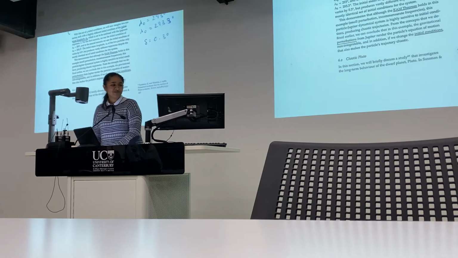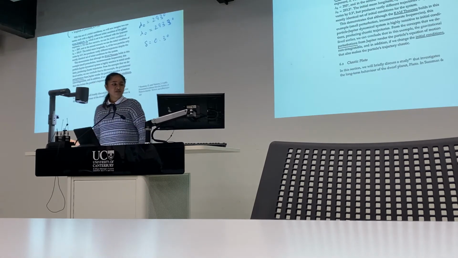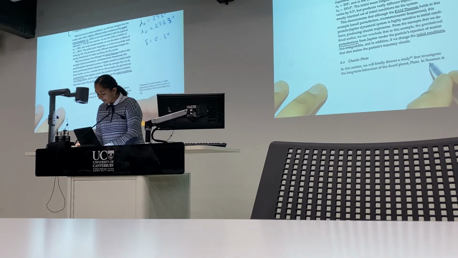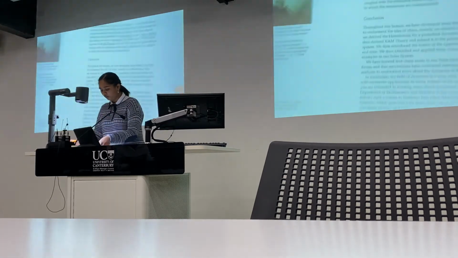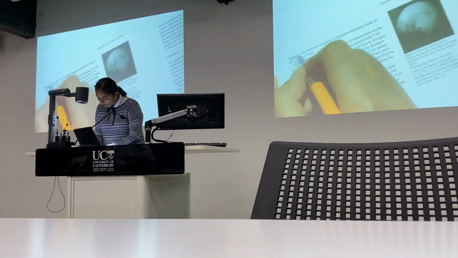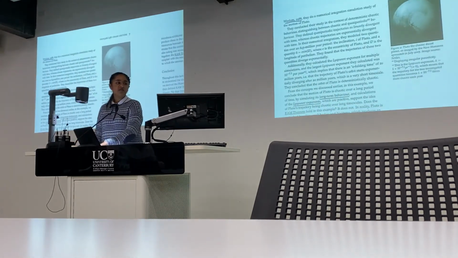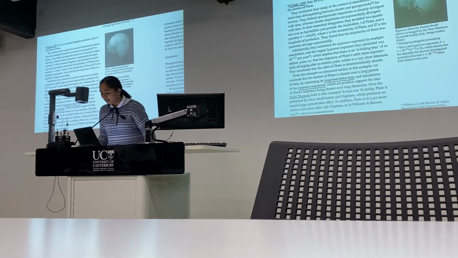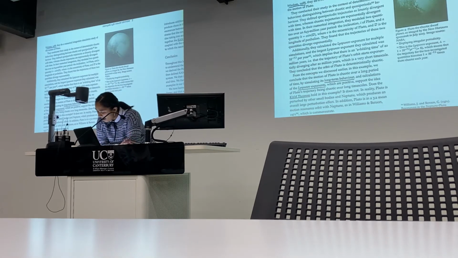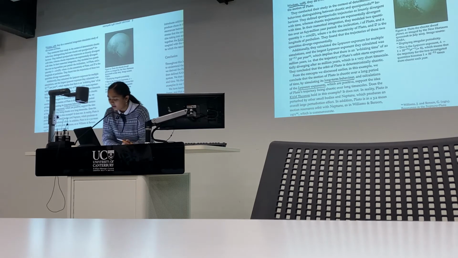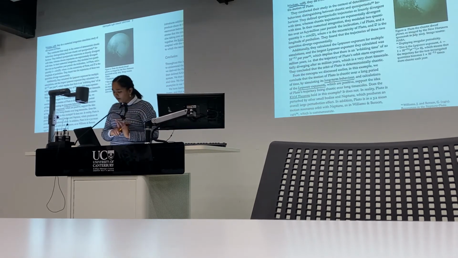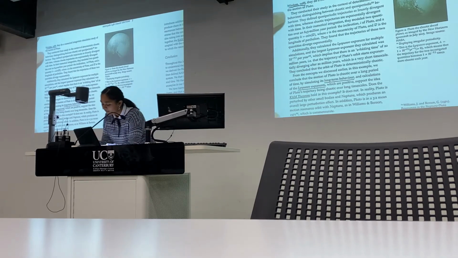Okay. Second example, Pluto. I'll be talking about a study which investigated the long-term behavior of Pluto. In Sussman and Wisdom, 1998, they did a numerical integration simulation study of the motion of Pluto. They conducted their study in the context of deterministic chaotic behavior. They defined quasi-periodic trajectories as being linearly divergent over time, and chaotic trajectories as being exponentially divergent over time.